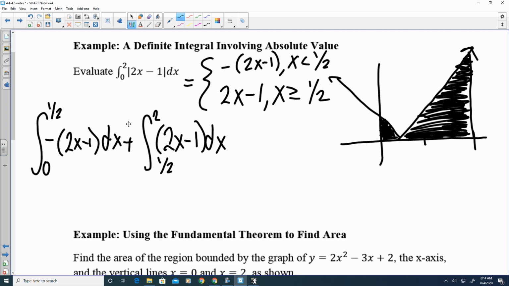So now we're going to do the antiderivatives. This is going to be negative x squared plus x, evaluating that from 0 to 1/2, and x squared minus x. It makes sense that those are opposite integrals then. 1/2 to 2.